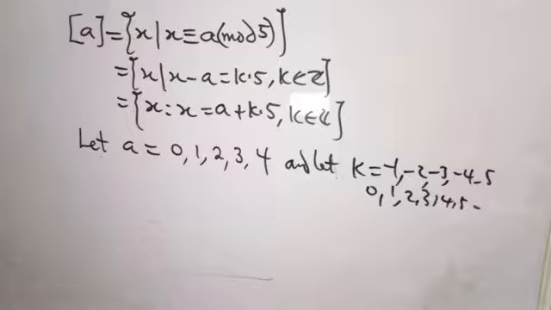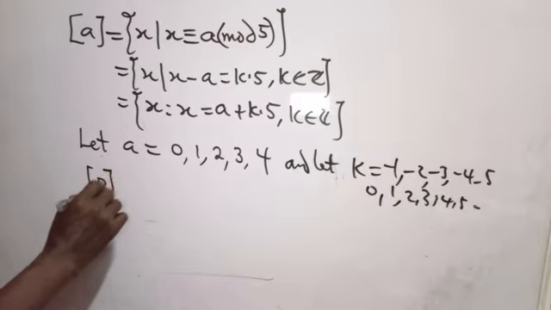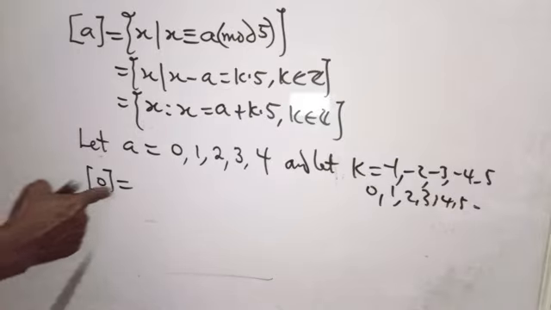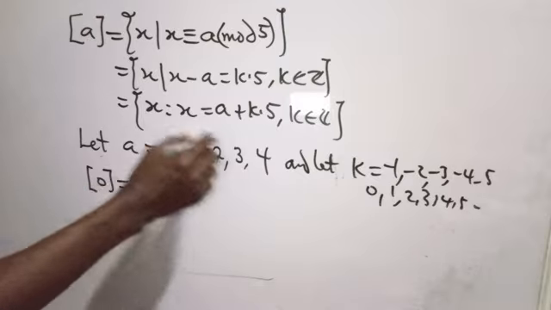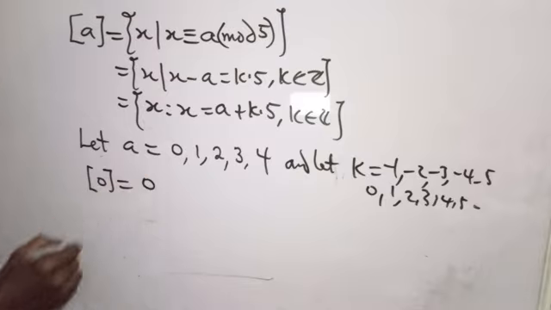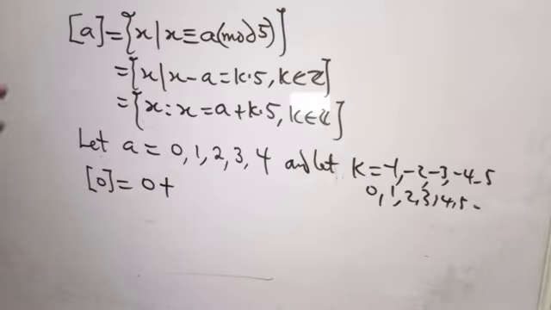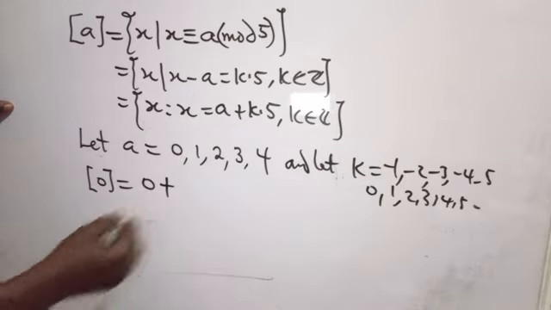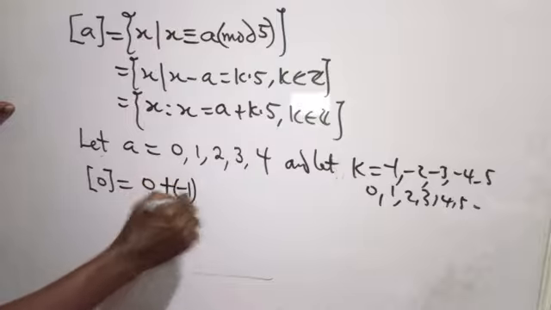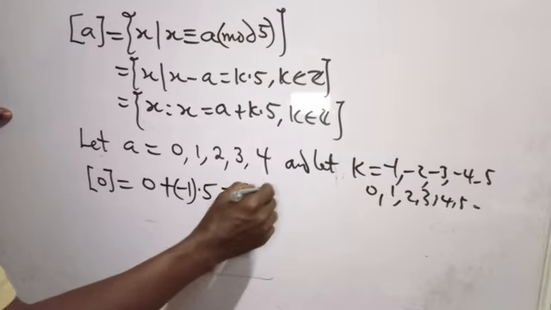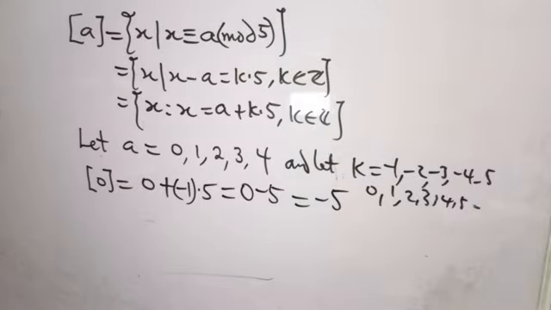Now, what do I mean by this? Let's use 0 as an example first. How do we define the equivalence class of 0? Our A is 0, so we can say 0 plus K dot 5. You can start from the negative side and go further. Let's say K is minus 1: minus 1 dot 5, that is 0 minus 5, which is minus 5.